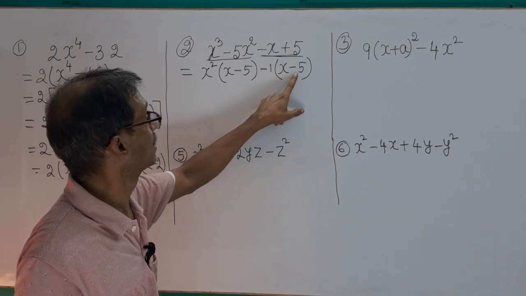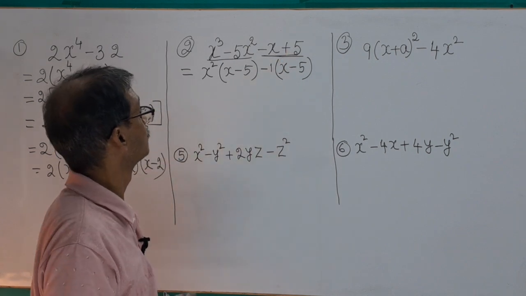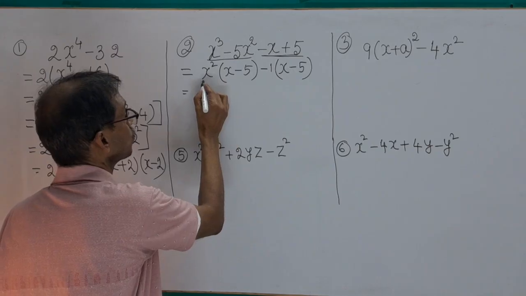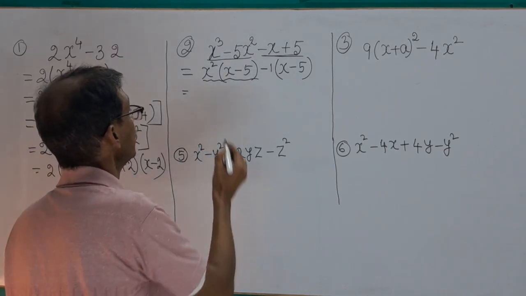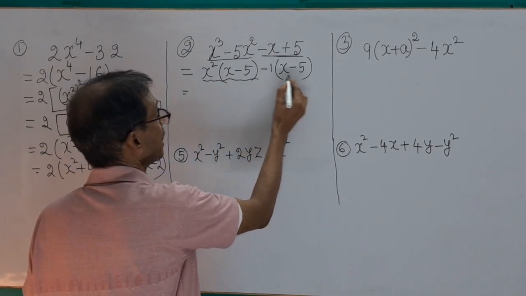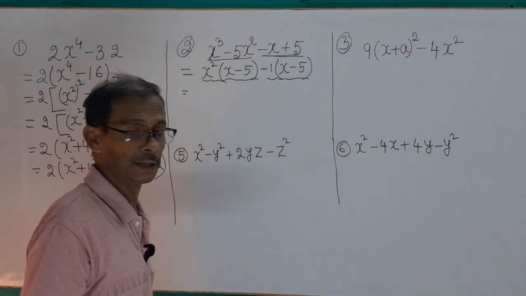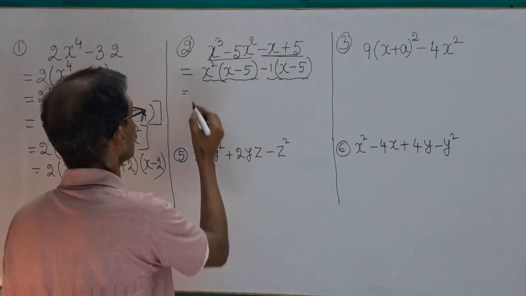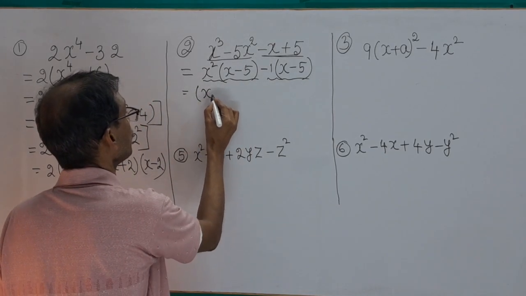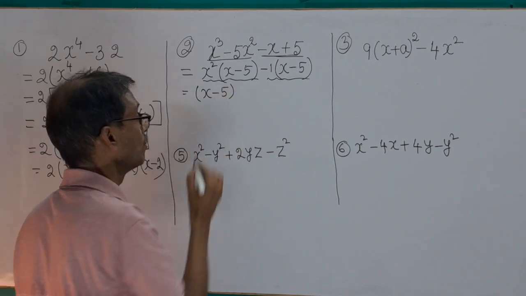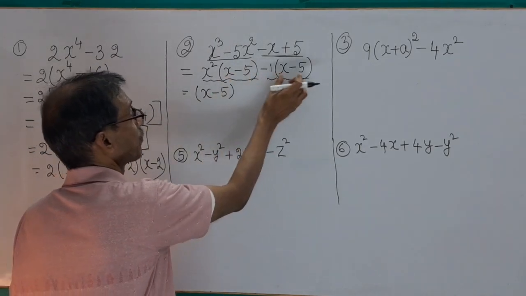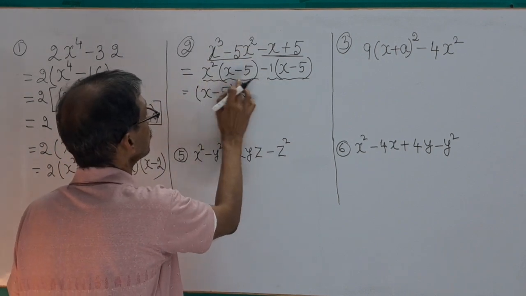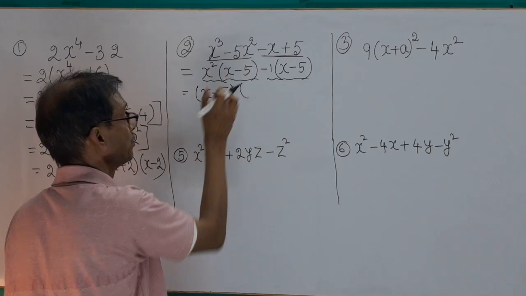So minus 1 into minus 5 is plus 5. Now you see, in this group x square into x minus 5, and in this group minus 1 into x minus 5. This x minus 5 in both the terms is common. So x minus 5 you can take it out as common. From here and from here, x minus 5 you are taking common.